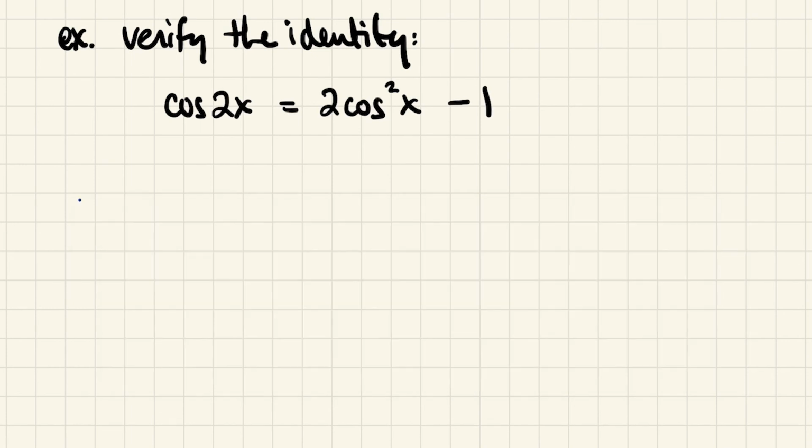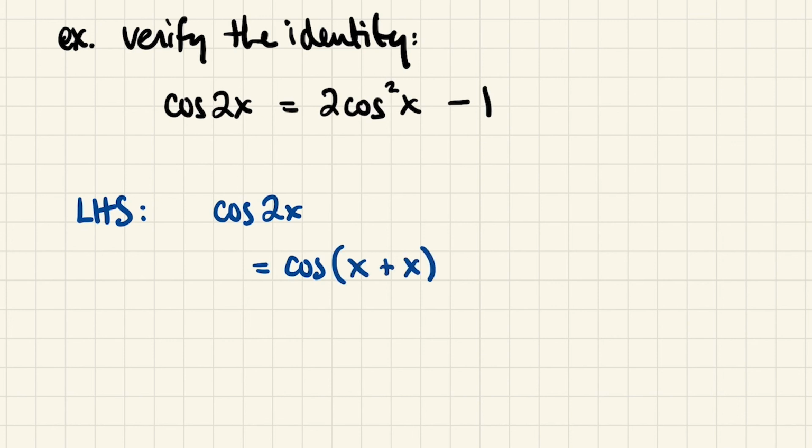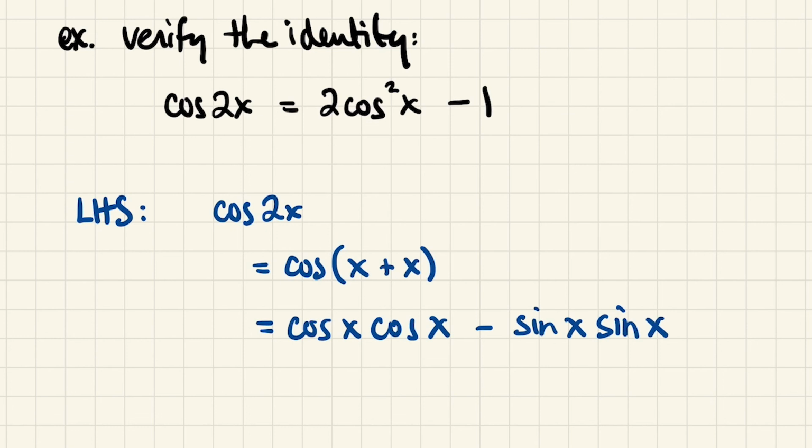So let's start with the left-hand side. Remember, never write down the identity. Always just write down one side and work with that side until you arrive naturally at the other. So cosine of 2x is cosine of x plus x. That's what 2x means. It's x plus x. So this allows us to write cosine, cosine, sine, sine, right? Cosine of the first angle, cosine of the second angle, of course they're both x, minus sine of the first angle, sine of the second angle.